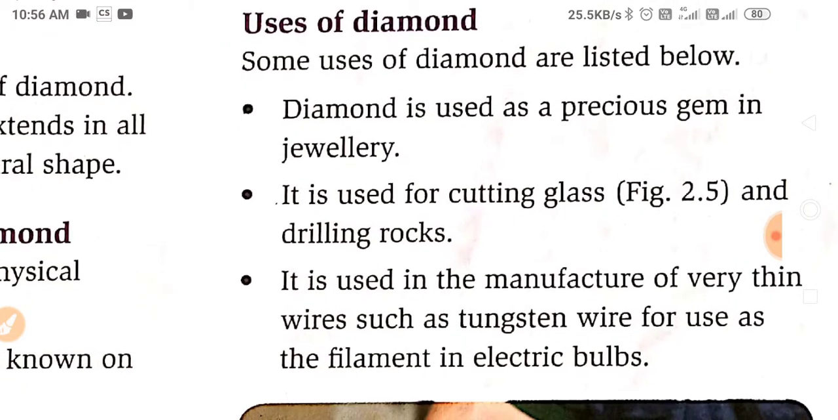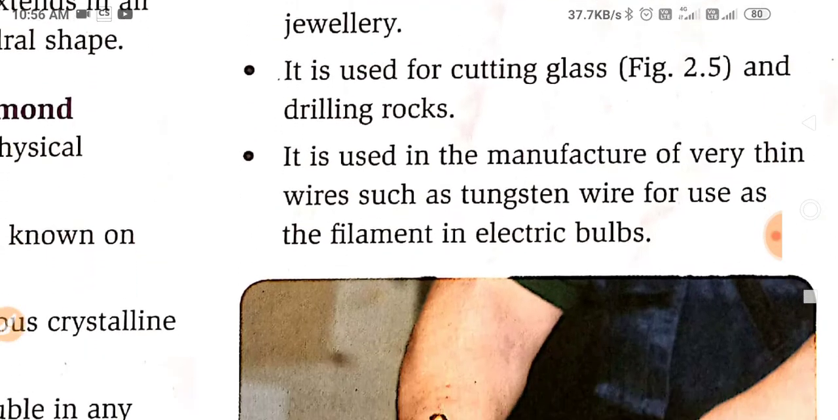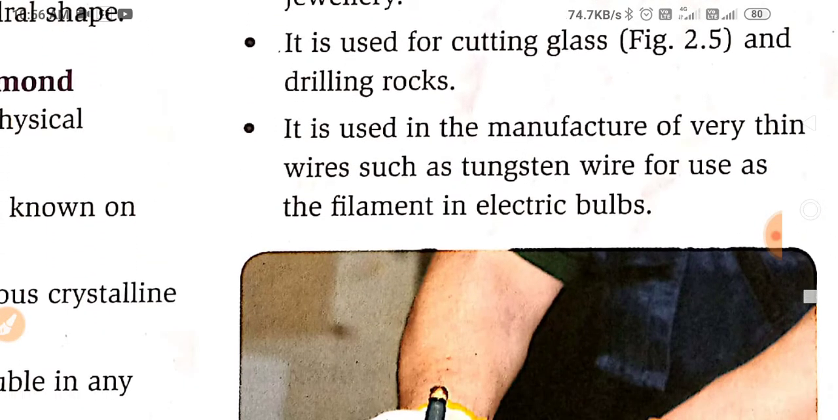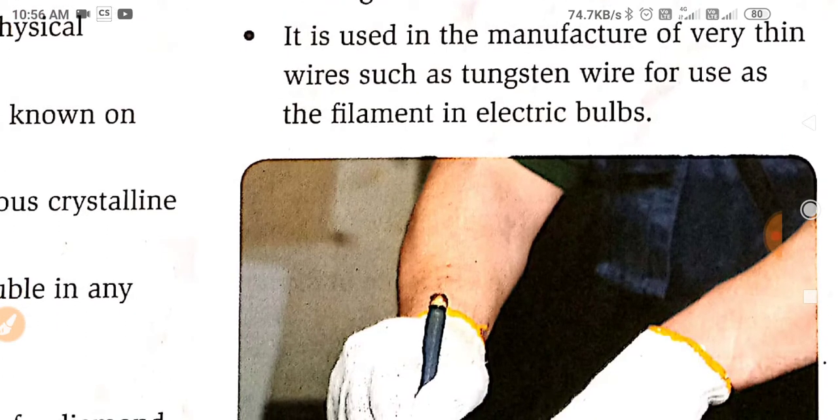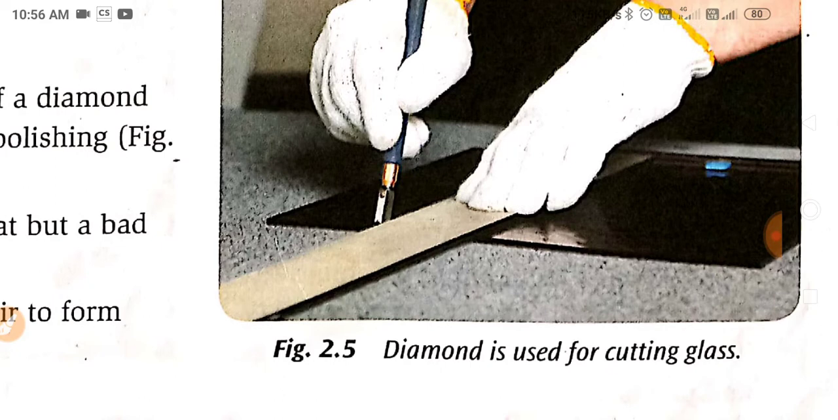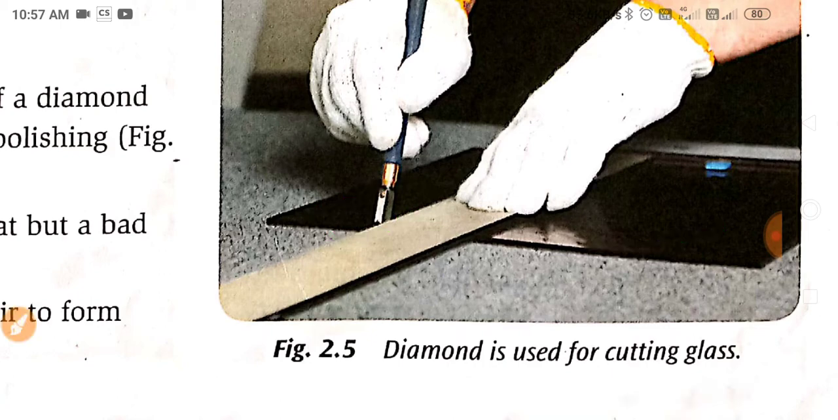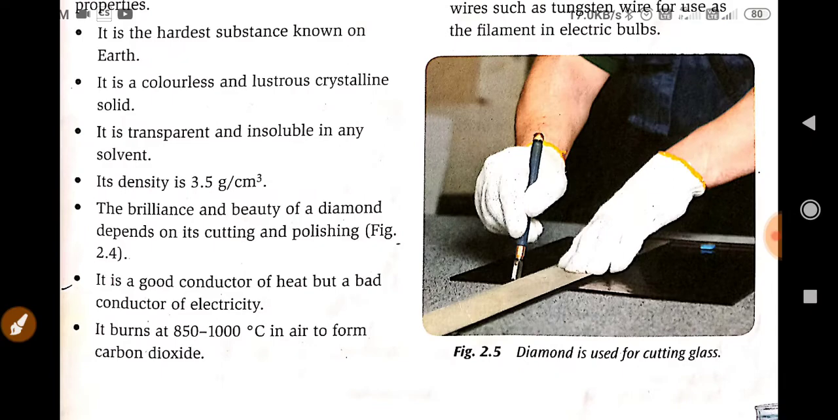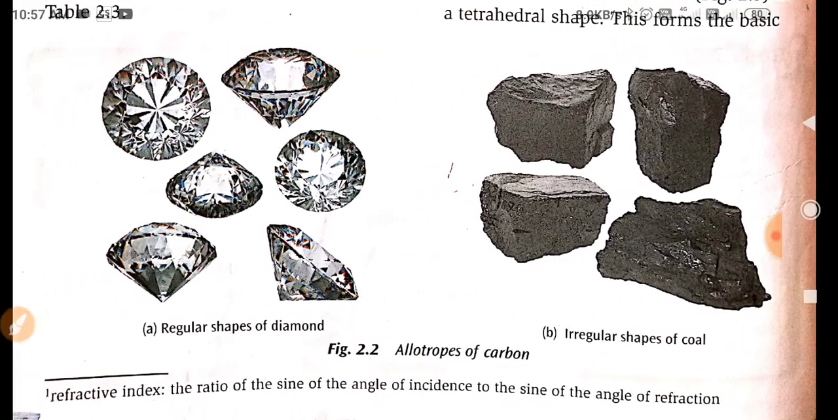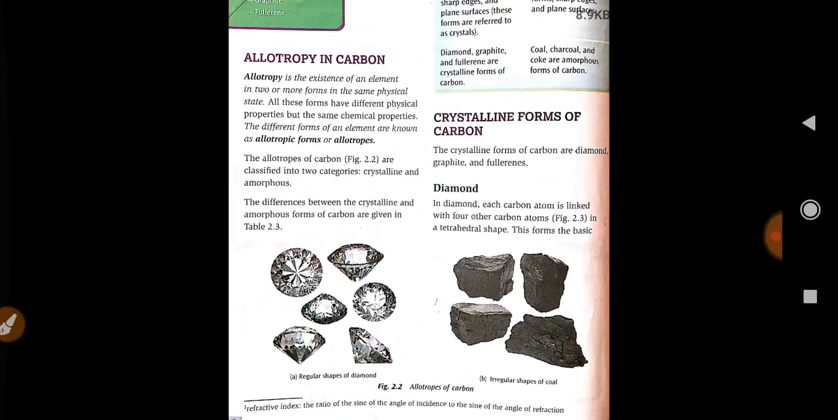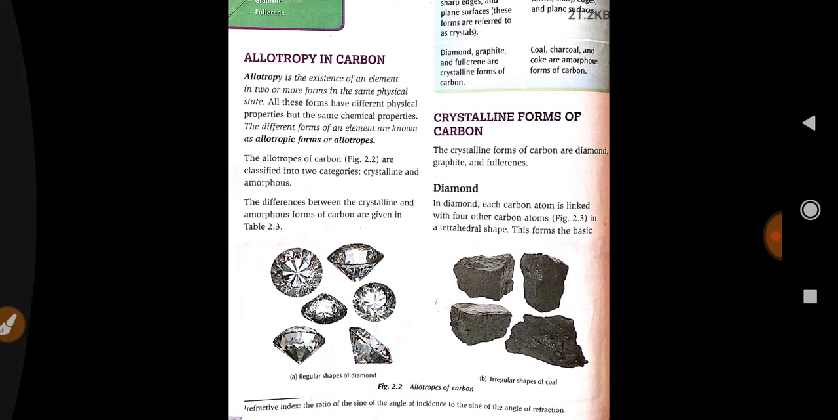You already know it. It is used for cutting glass and drilling rocks. Okay, it is used in the manufacture of very thin wire, such as tungsten wire for use as the filament in electric bulbs also. So you can see in the figure, diamond is used for cutting glass. Okay, this glass is cut by this diamond. So I hope you will understand till here, and these true and false questions you have to note down.